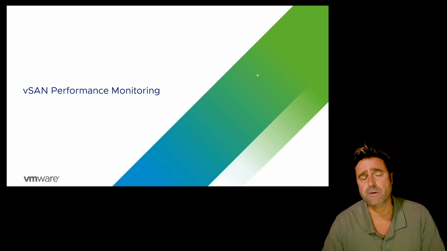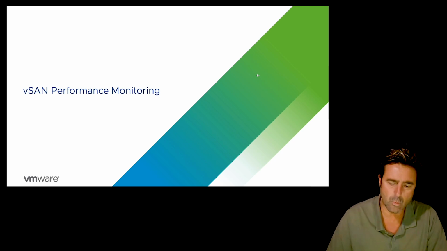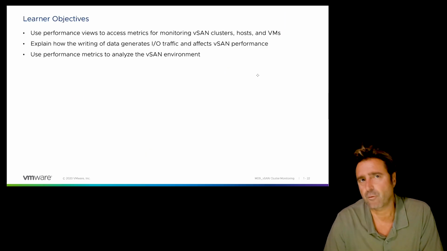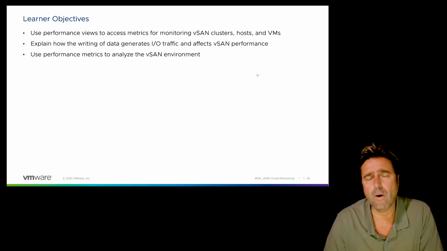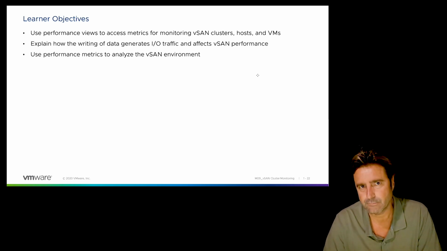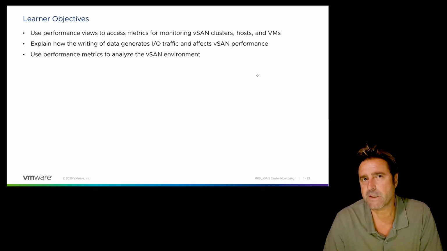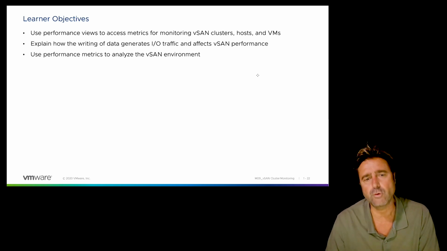As you can see here, this lesson is called vSAN Performance Monitoring. So what we're going to be talking about here is a service called the Performance Service. And again, this service has been around for a while. And for the last few versions, this service has been enabled. In the old days, the service was not enabled by default. But again, in 6.7 and 7.0, this service is automatically enabled. And although you could disable it, we don't recommend you do that.